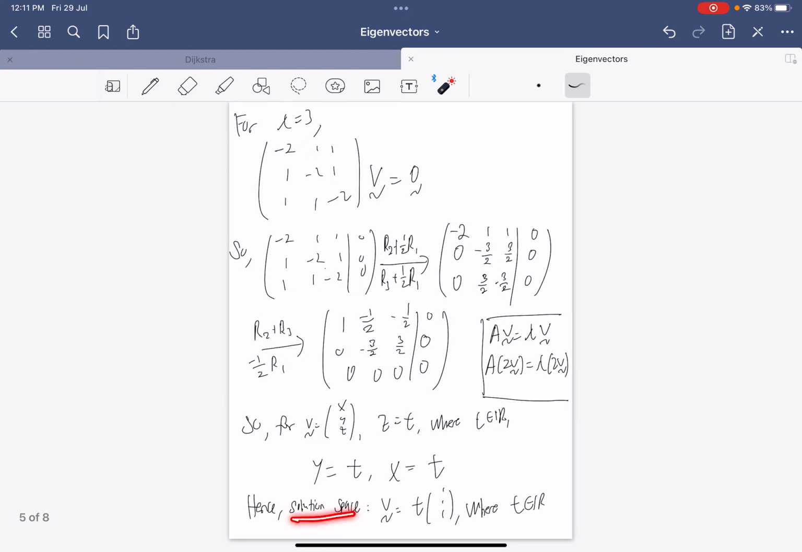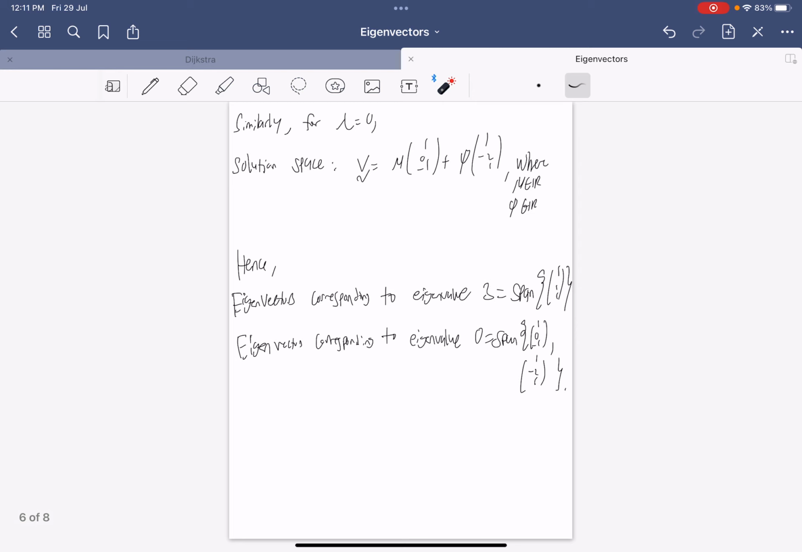And so this solution space is considered the eigenspace generated by the eigenvector and eigenvalue. Similarly, for lambda equals 0, when you work it out, you get 2 vectors spanning the solution space. And so one of each can be the corresponding eigenvector. And so we can just say that the eigenvectors corresponding to the eigenvalue 3 is the span of (1,1,1), and for the eigenvalue 0, you have a span with 2 vectors spanning this space.